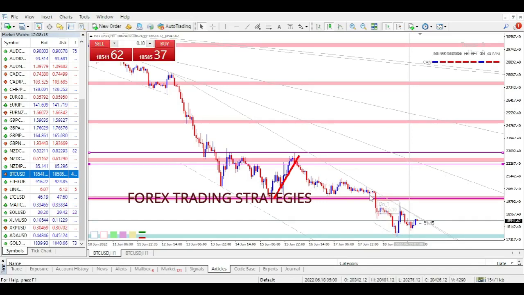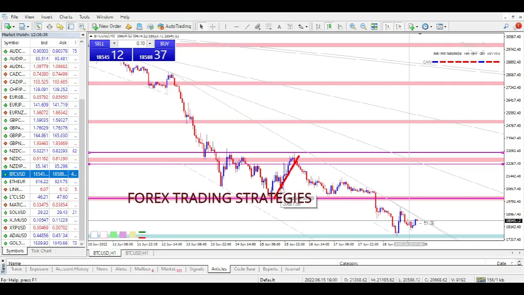Then from there, when you drop down to the lower time frames, you are now going to look for entry criteria. Are you going to be using trend lines? Are you going to be using zones? Are you going to be using moving averages? Are you going to be using MACD or RSI to confirm those entries?